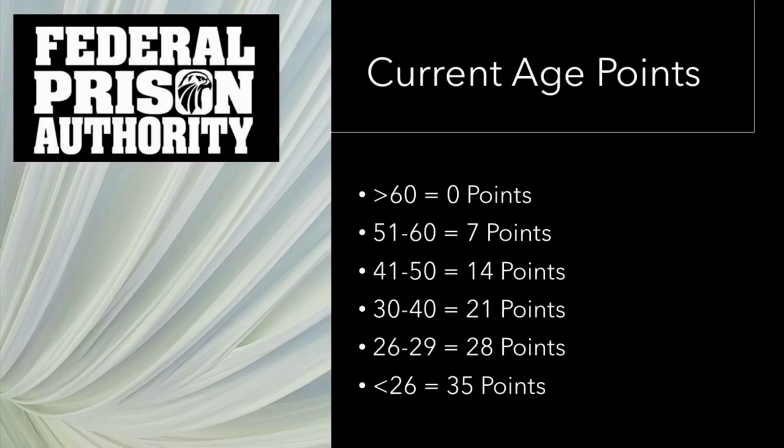If the inmate's age is greater than 60, that is a risk score of 0 for that component. Ages 51 to 60 is 7 points. Age 41 to 50, 14 points. Age 30 to 40, 21 points. Age 26 to 29, 28 points. And less than 26 years old is 35 points. So you can tell right there that the person's current age has a lot to do with risk.